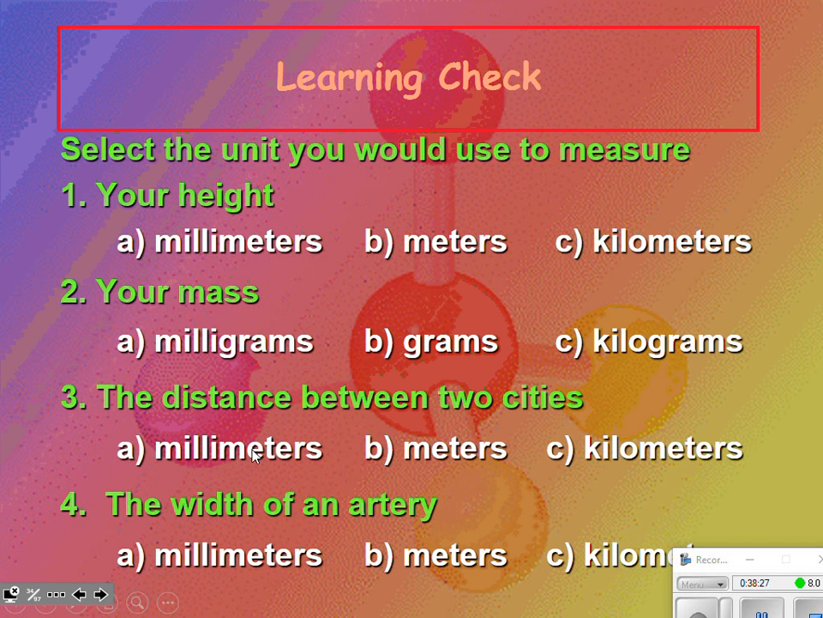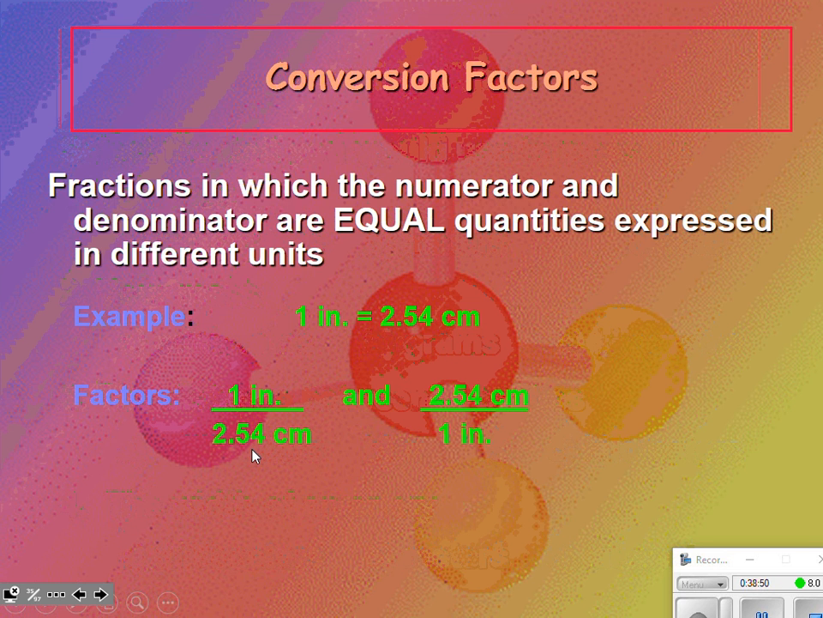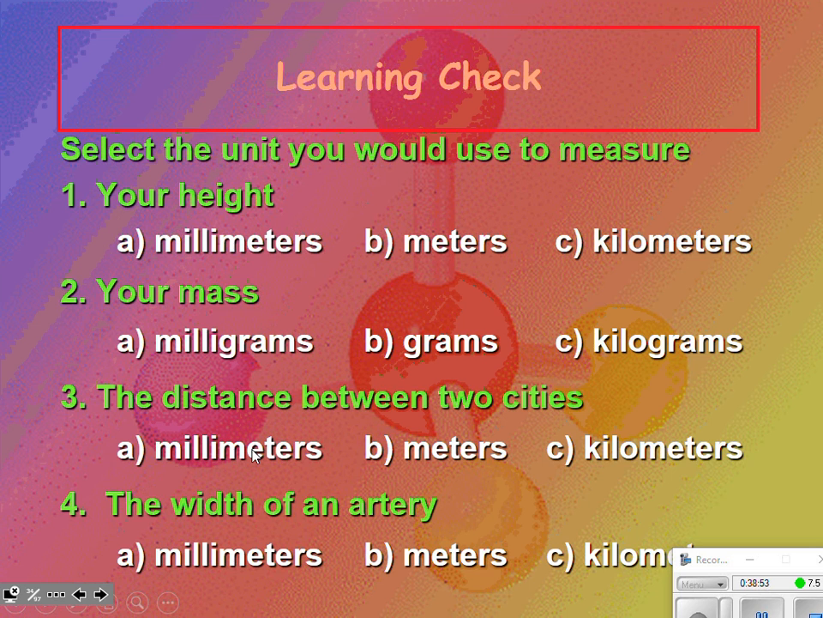The width of an artery. Now, probably we could go even lower, but the smallest one here is millimeters, right? We could probably even go lower than that, but of the choices we're given here, millimeters I think is the best one. All right, that's tomorrow, okay? That's tomorrow.